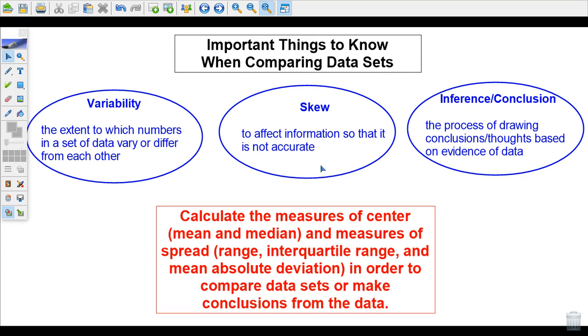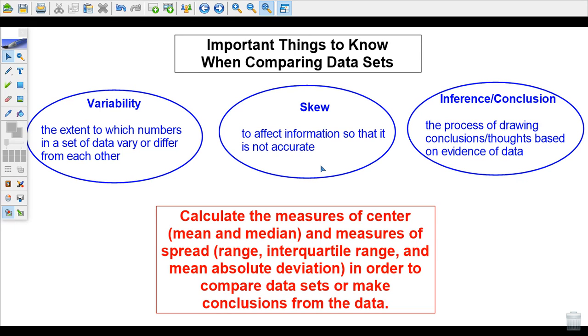And then inference and conclusion, this is the process of drawing conclusions or thoughts based on evidence from the data. So we're looking at the data, we're trying to decide what the data tells us about this set of numbers, whatever it may be, quiz scores or whatever. So inferences and conclusions are basically ideas or thoughts that are based on looking at the data.